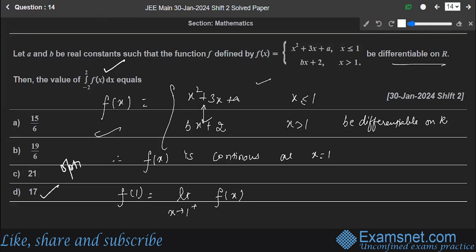Option D is the right answer. Hope you are clear with this. Let's move to the next question.